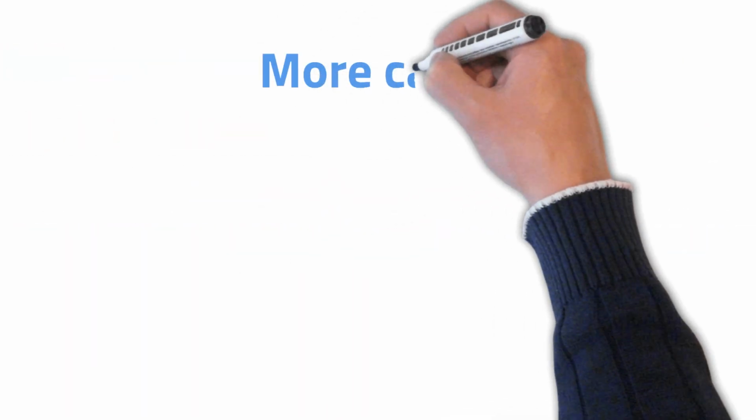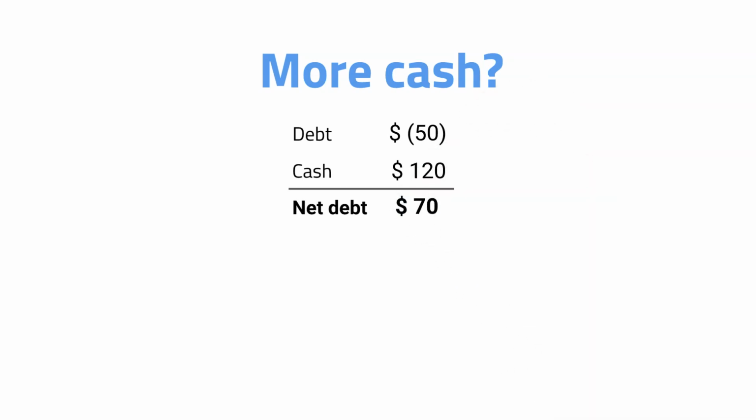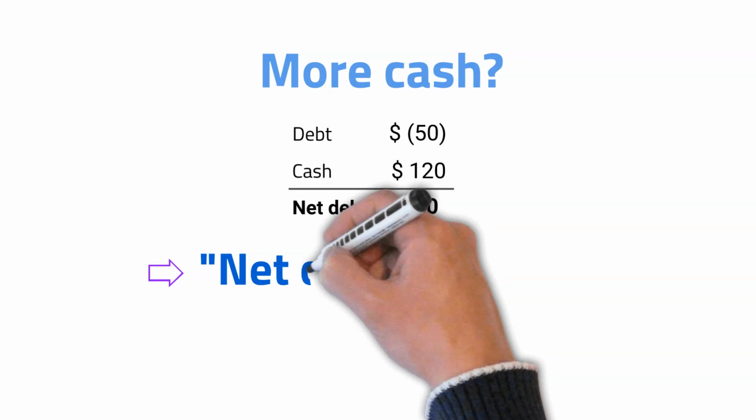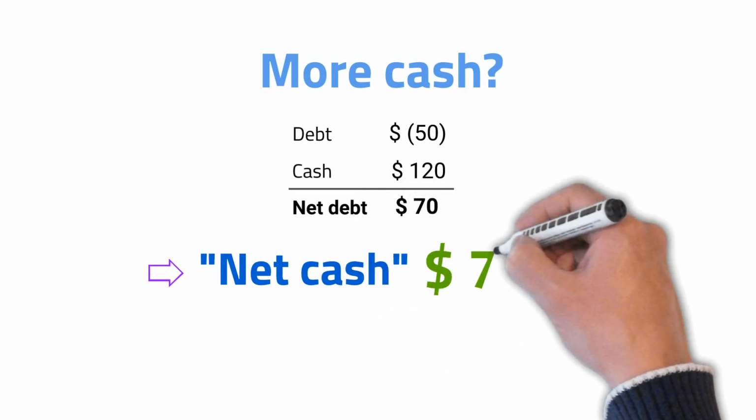It may also happen that companies have more cash than debt. For example, debt of 50, cash of 120 means net debt of 70. Now we have a positive net debt. This is called a net cash position.